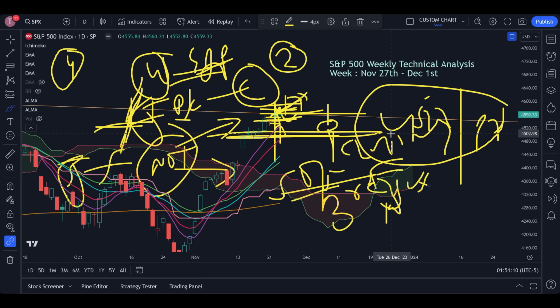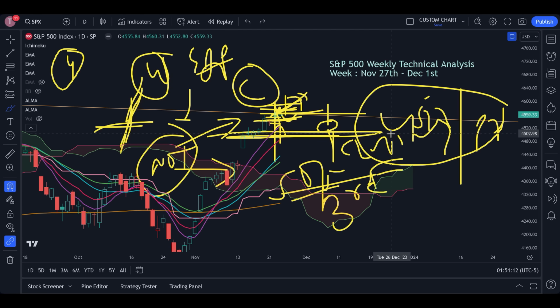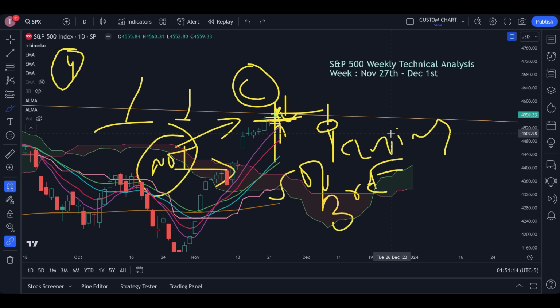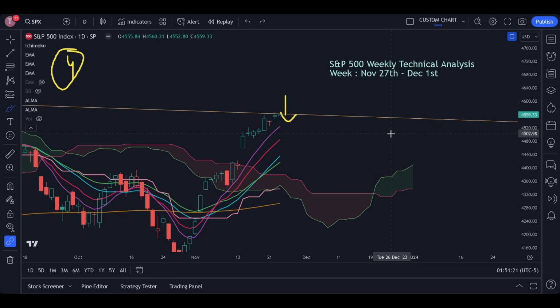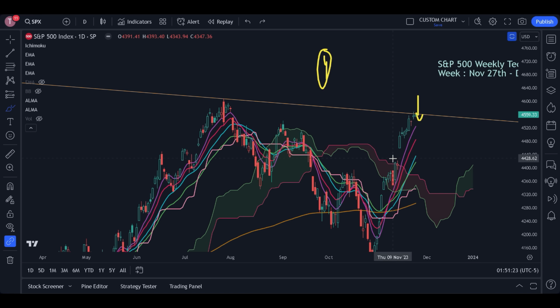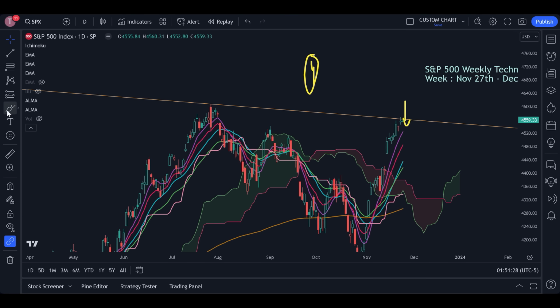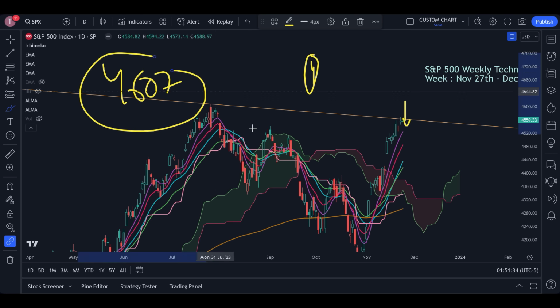Now let's talk about the conditions, the levels, and the bullish and bearish movement. If there comes any bullish movement for now, it will again be a continuation of the illogical movement. The high of this candle was 4607. Any bullish movement will be restricted to 4607. That's it, at most.